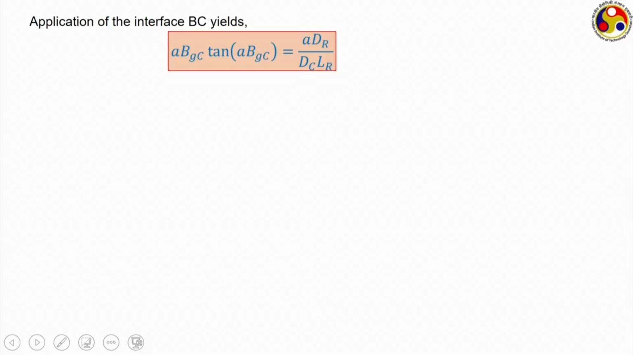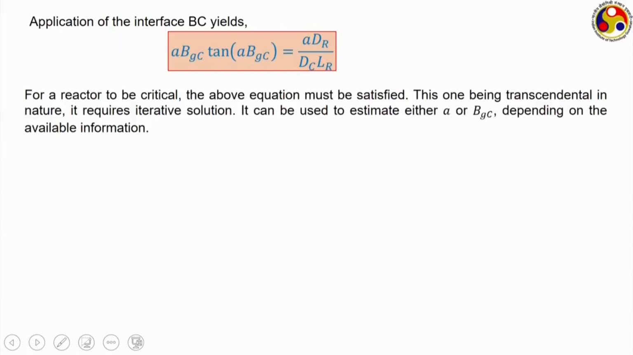Here B_GC refers to the buckling parameter for the core, D_C and D_R are the diffusion coefficients for the core and reflector respectively, and L_R refers to the diffusion length inside the reflector. For this reactor to be critical, the above equation must be satisfied. Now, this is actually a transcendental equation, so we can't solve it directly; rather, it requires iterative solutions with some possible starting guess.